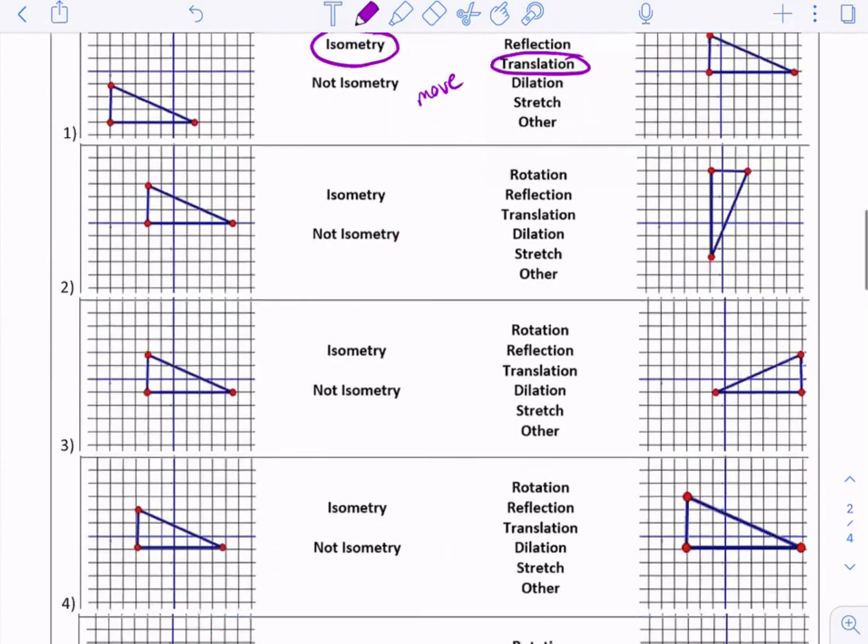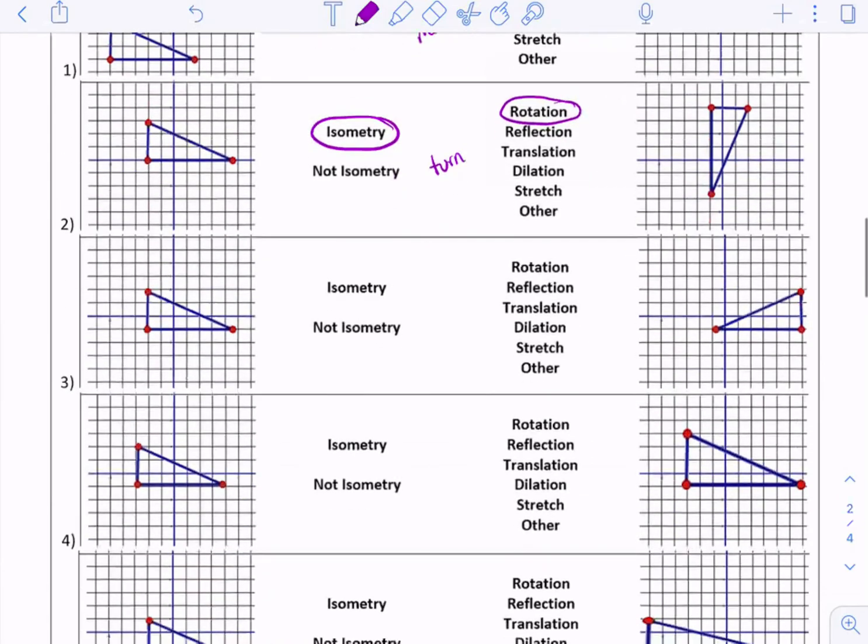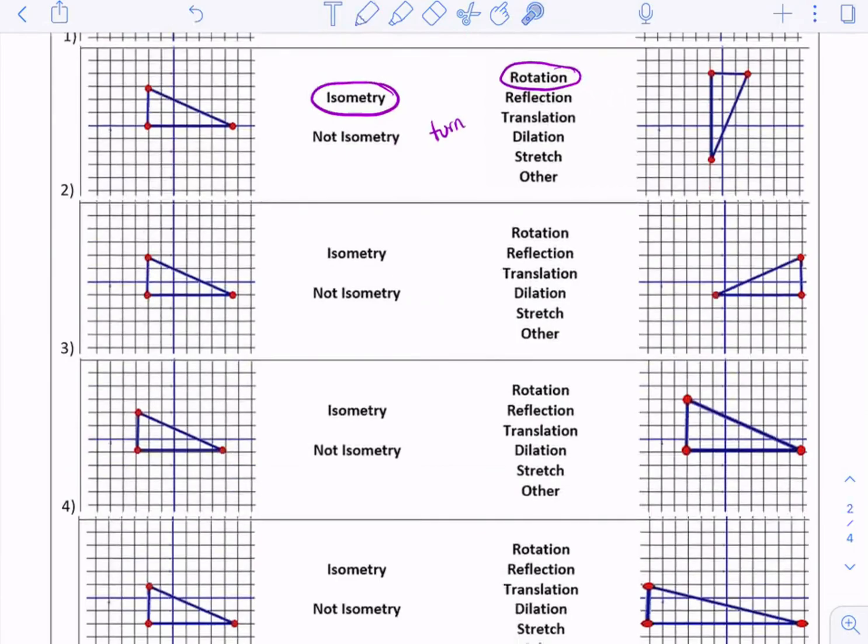Now if I look at number 2, see the triangle? The triangle turned, but the size is still the same. So it is isometry, shape and size is the same, but a turn means that it was a rotation. And if I look at the third example, it actually flipped. It's now facing the other way. So since it's a flip, but the shape and size is still the same, so it's still an isometry, it's a reflection.